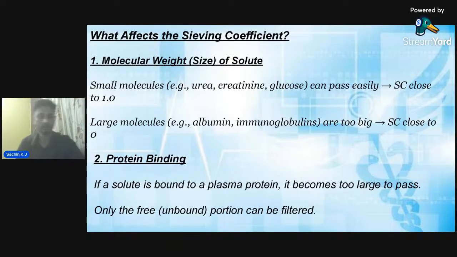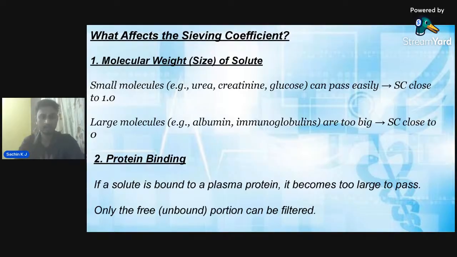The sieving coefficient majorly depends upon three factors: molecular weight, protein binding, and one more, surface charge. If the molecular weight of the solute is low, the sieving coefficient is 1, because small molecules like urea, creatinine, and glucose all have very low molecular weight. So they are removed easily through filtration. The sieving coefficient of urea, creatinine, and glucose is definitely 1.